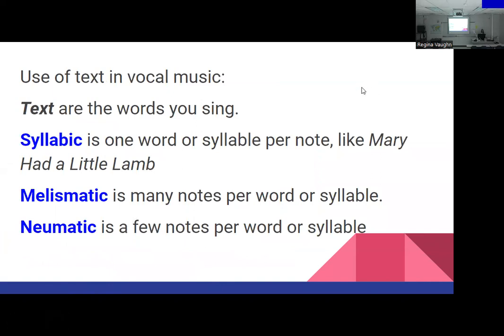When we use text in vocal music, the word text means the words that you are singing. There are three major kinds of textural treatment. One is syllabic, where you have one word or syllable per note, like Mary Had a Little Lamb, which Peppa Pig sang for us so nicely earlier.